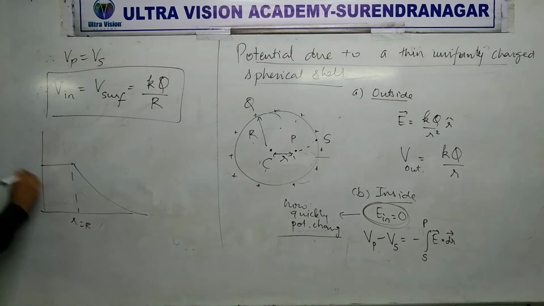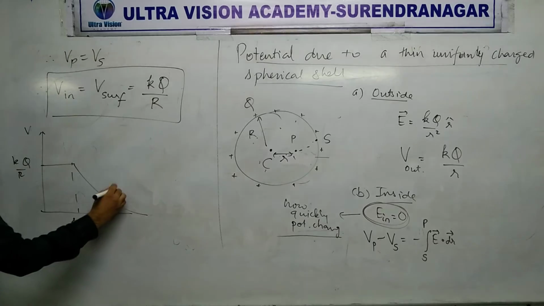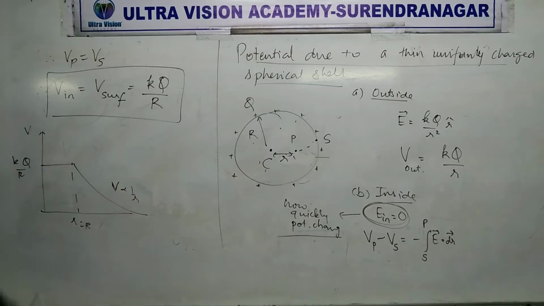This is r equal to R. Here is KQ by capital R. This is the maximum potential. But yes, it is inversely proportional to r on the outside. Got it? Fine. Now the same example holds for gravitation. Ditto.